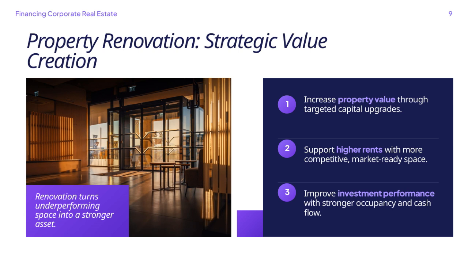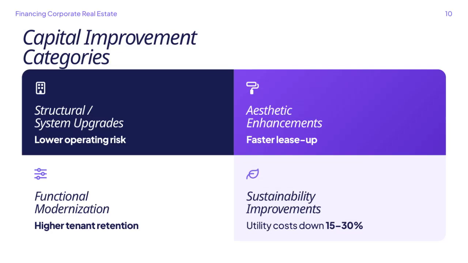On this slide, we're looking at the main categories involved in capital improvements for corporate real estate. These improvements can be grouped into several key areas. First, structural or system upgrades are critical because they address the core functionality and longevity of the building systems. This not only lowers operating risks by preventing unexpected failures, but also often leads to improved efficiency. Next, aesthetic enhancements play a big role in making properties more attractive to tenants, which can directly influence faster lease-up rates and higher tenant retention.